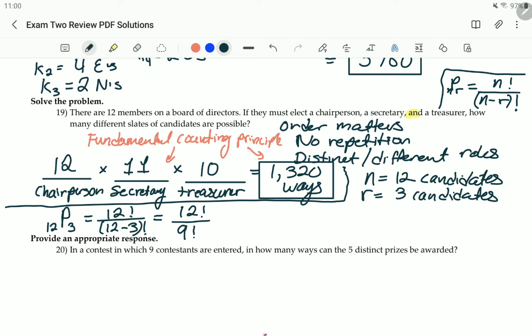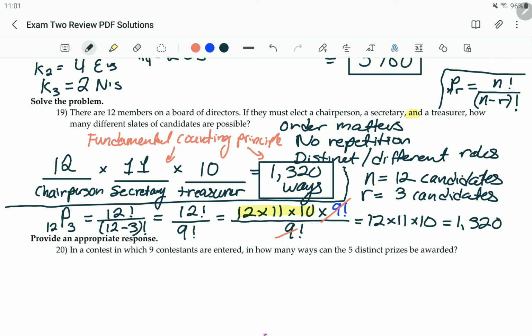And what we're going to do is let's expand the larger factorial, which is on the top, to reach the factorial on the bottom. 12 times 11 times 10 times, let's stop here at 9 factorial. And the reason why we're stopping here at 9 factorial is because we can simplify pretty simply, which is right here. And we're left with 12 times 11 times 10. And we know that 12 times 11 times 10 equals 1,320.